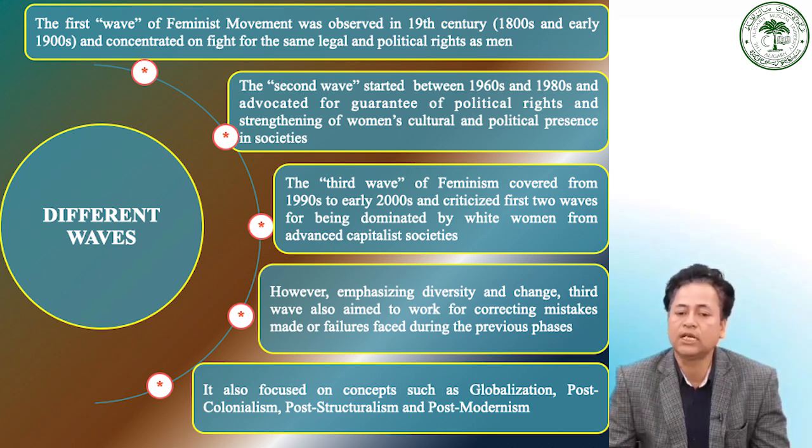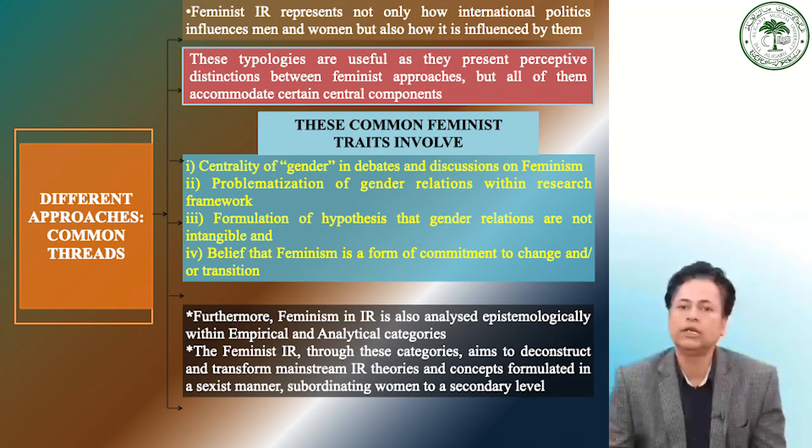However, emphasizing diversity and change, the third wave of feminism also aimed to work for correcting the mistakes made or failures faced during the previous phases, and it focused basically on concepts such as globalization, post-colonialism, post-structuralism and post-modernism. So basically they were talking of the concerns of women, particularly in the global south, but at the same time they also tried to rectify the problems associated with the earlier two phases by focusing on concepts such as globalization, post-colonialism, post-structuralism and post-modernism.